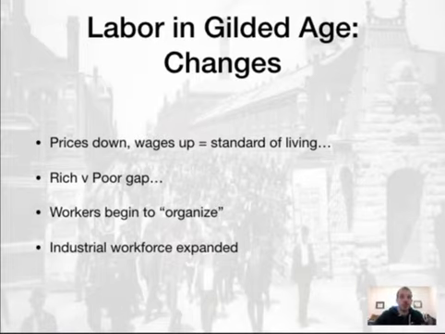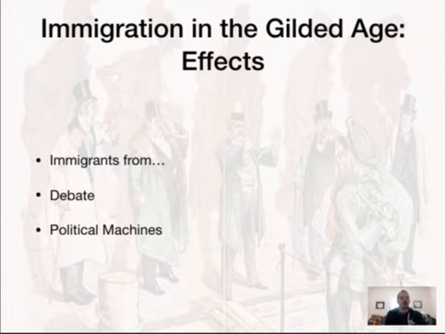There is discrimination within organized labor, but the workforce is expanding, and more people are moving to cities in this time as well. I don't have a slide on that specifically, but oftentimes in countries, industrialization leads to urbanization. That's what happens in the United States as well. Let's talk specifically about immigrants for a moment.